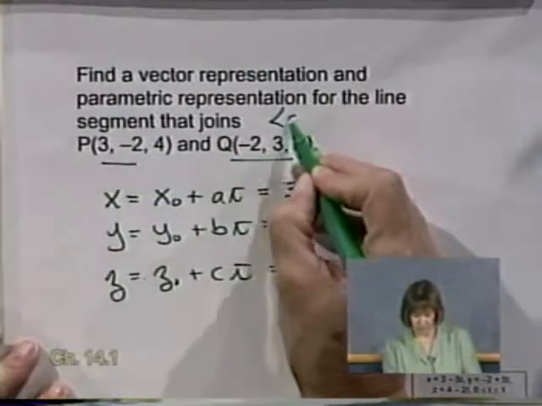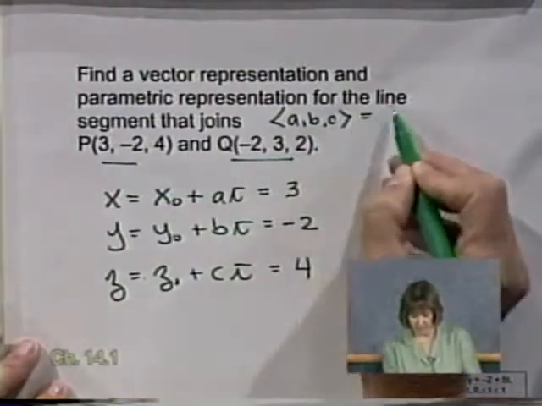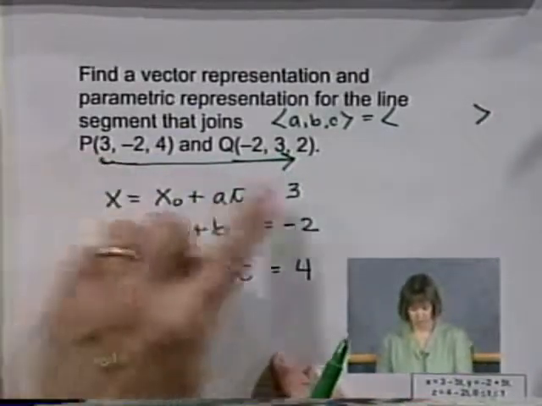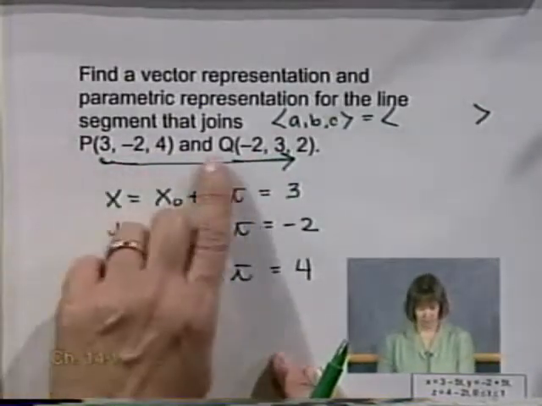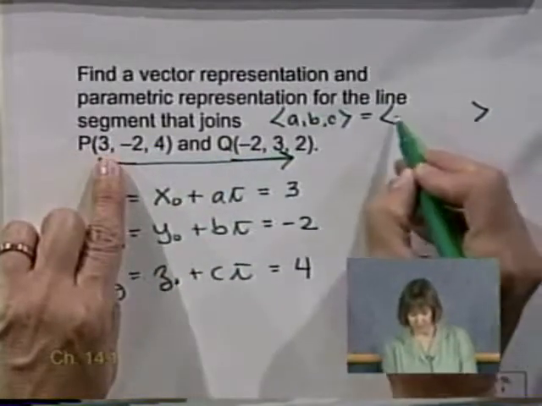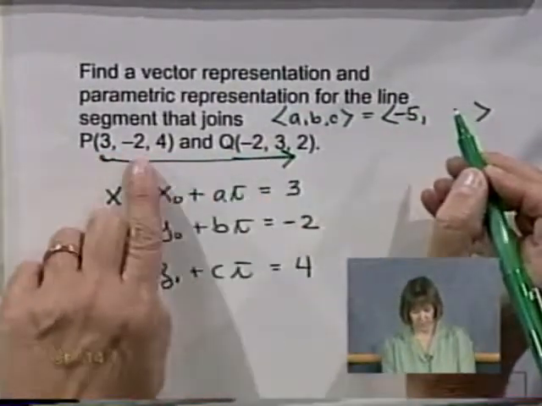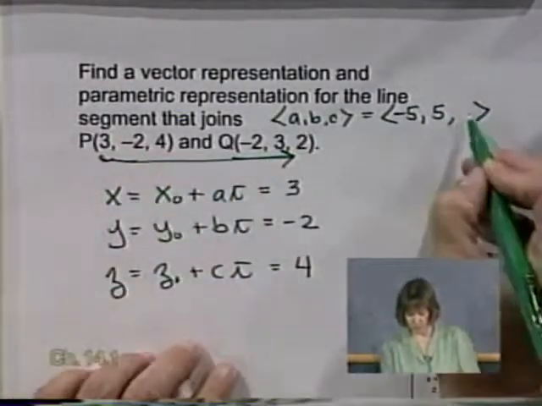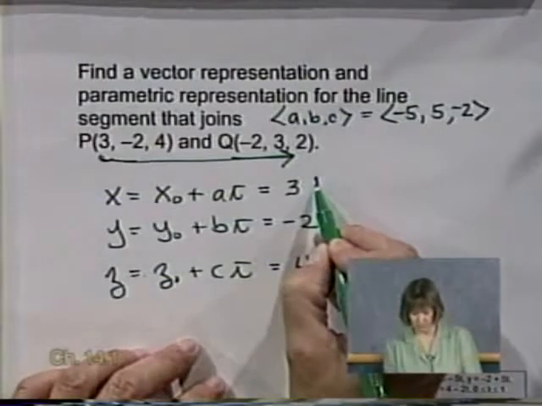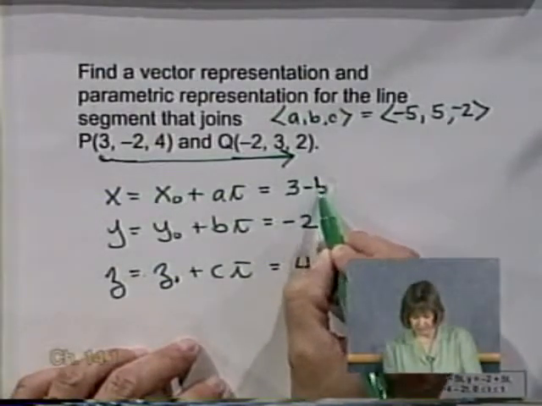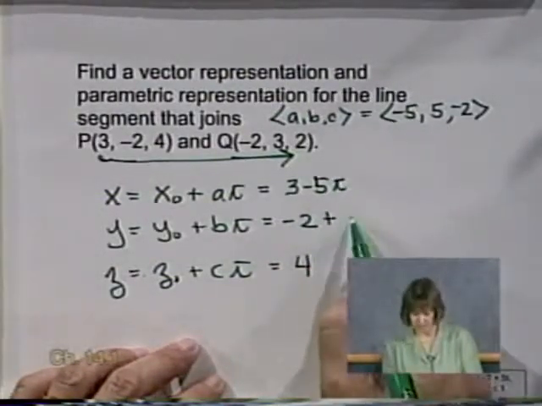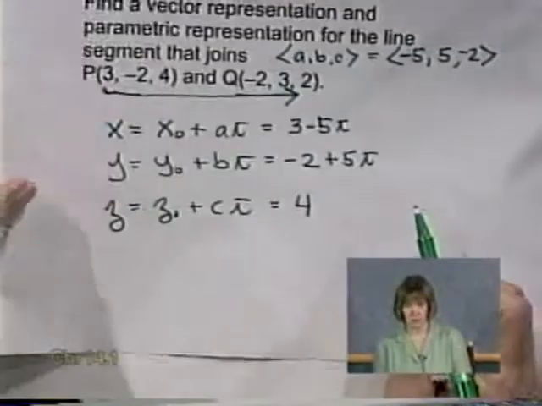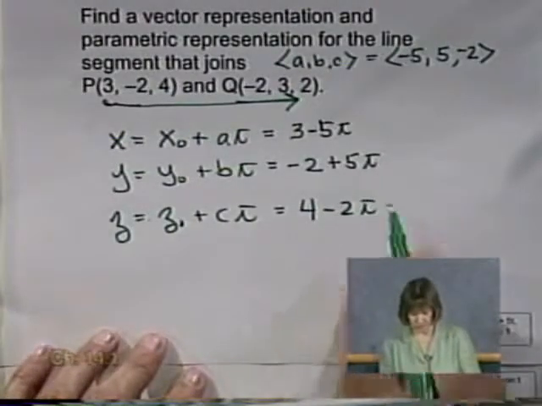Lastly, I need a vector a, b, c that's pointing me in the direction from p to q. So if I'm going from p to q, I'm going to subtract q minus p. So -2 minus 3 is -5. 3 minus -2 is 5. And 2 minus 4 is -2. So it's going to be x equals 3 minus 5t, y equals -2 plus 5t, and z equals 4 minus 2t.